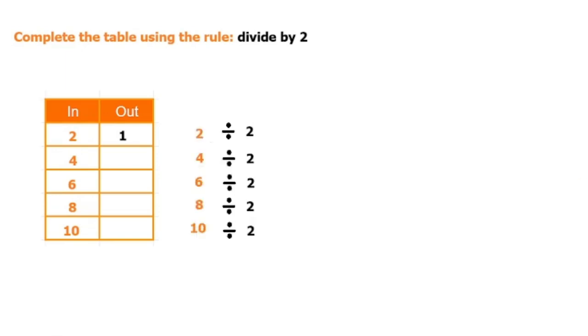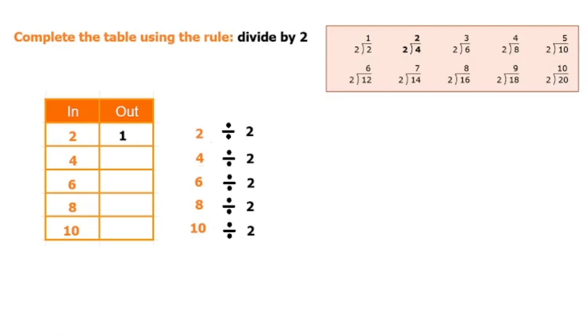So we just take each of these inputs and we're going to divide by 2 on each one. And how is that going to look? So you might remember how to divide by 2 by memory. You should start to memorize that by now. But if you don't, just take a look at these two tables.